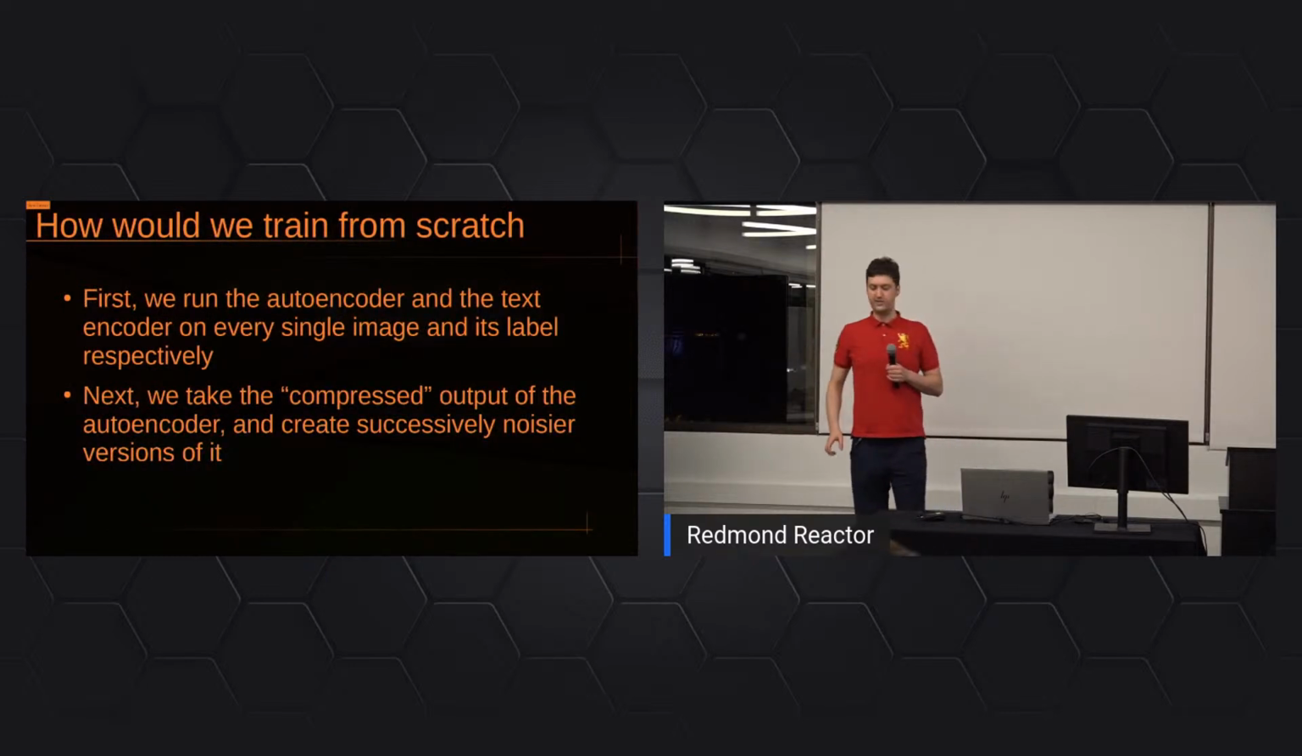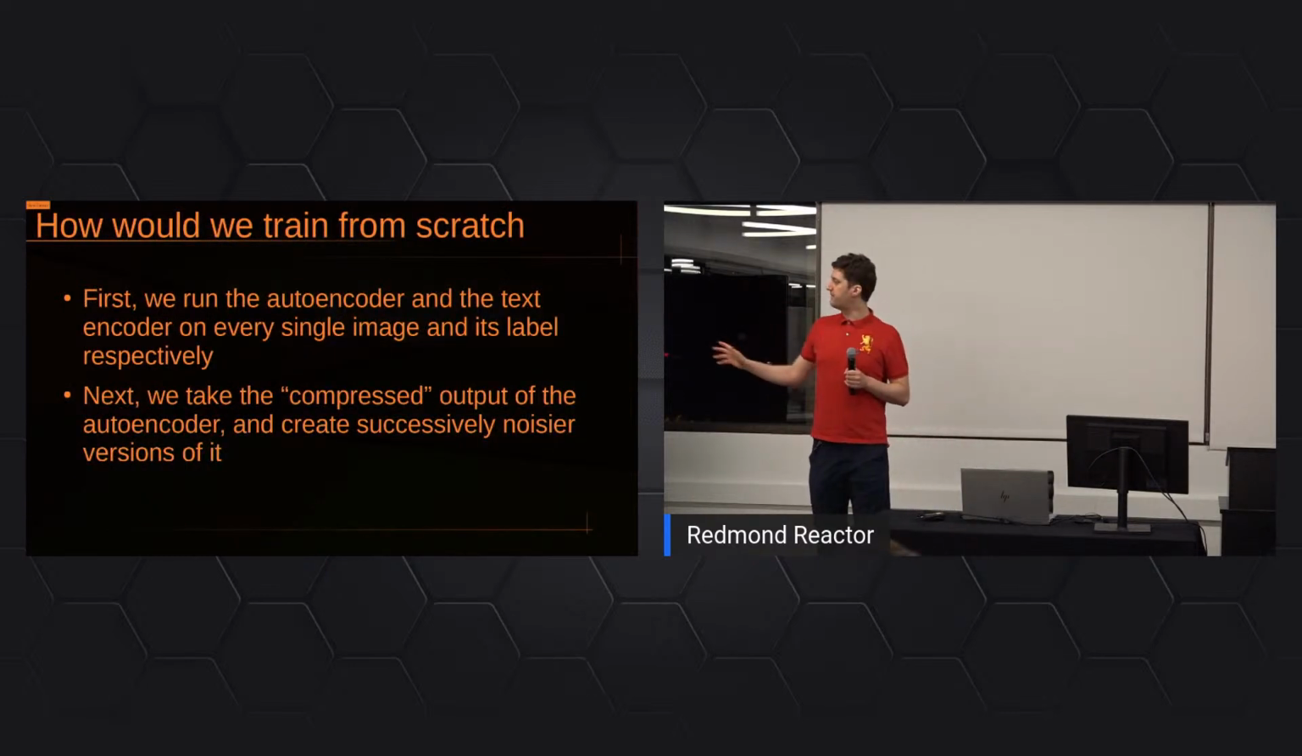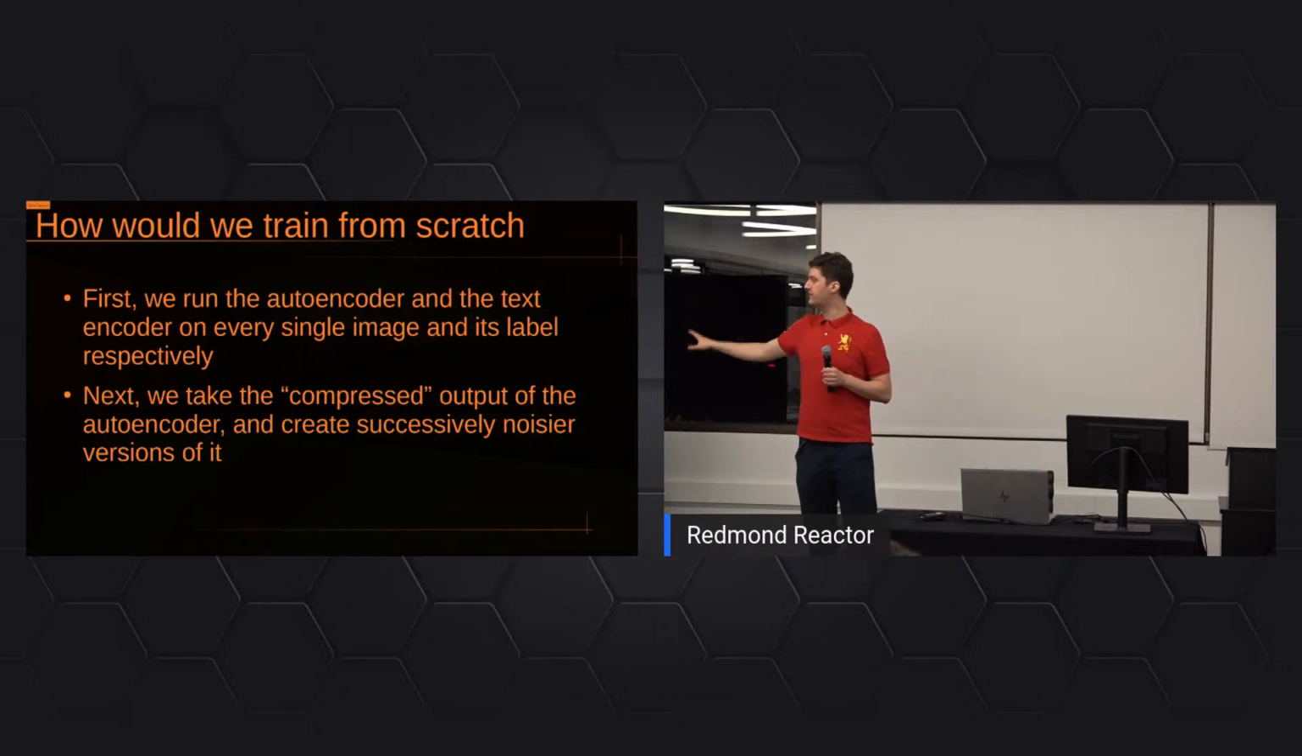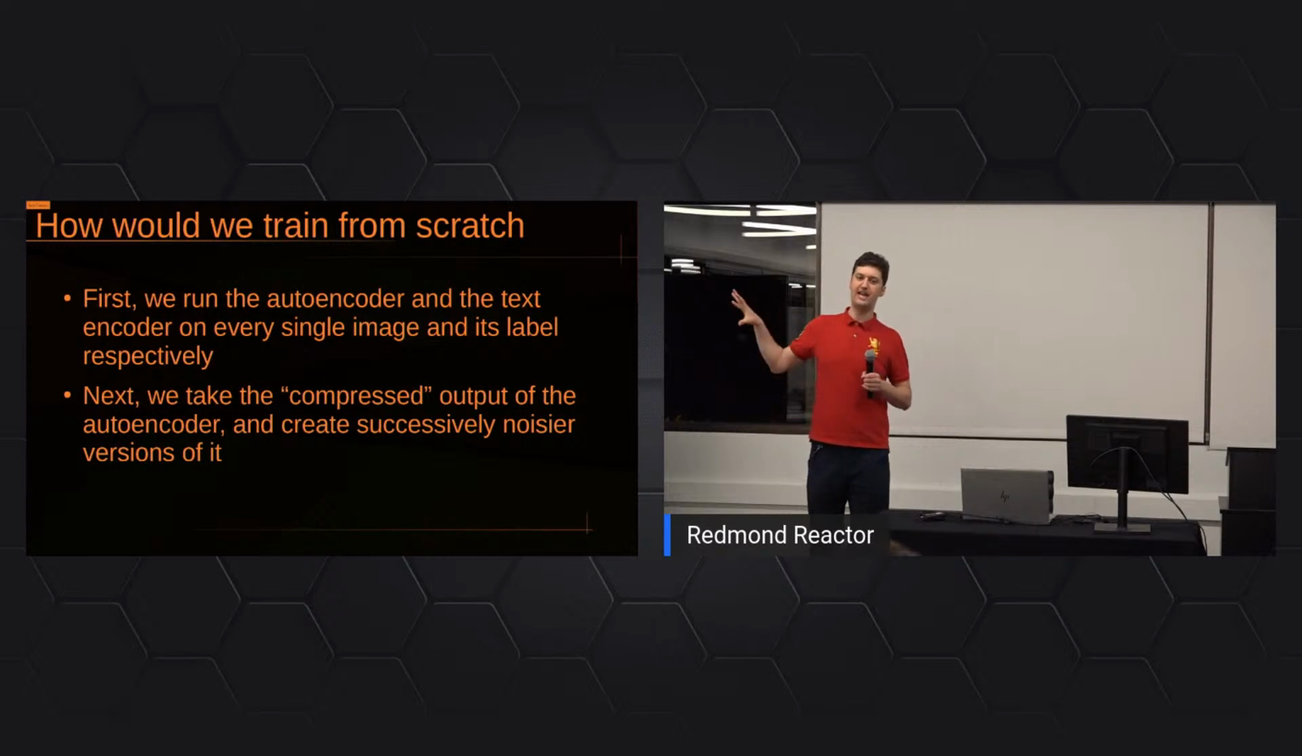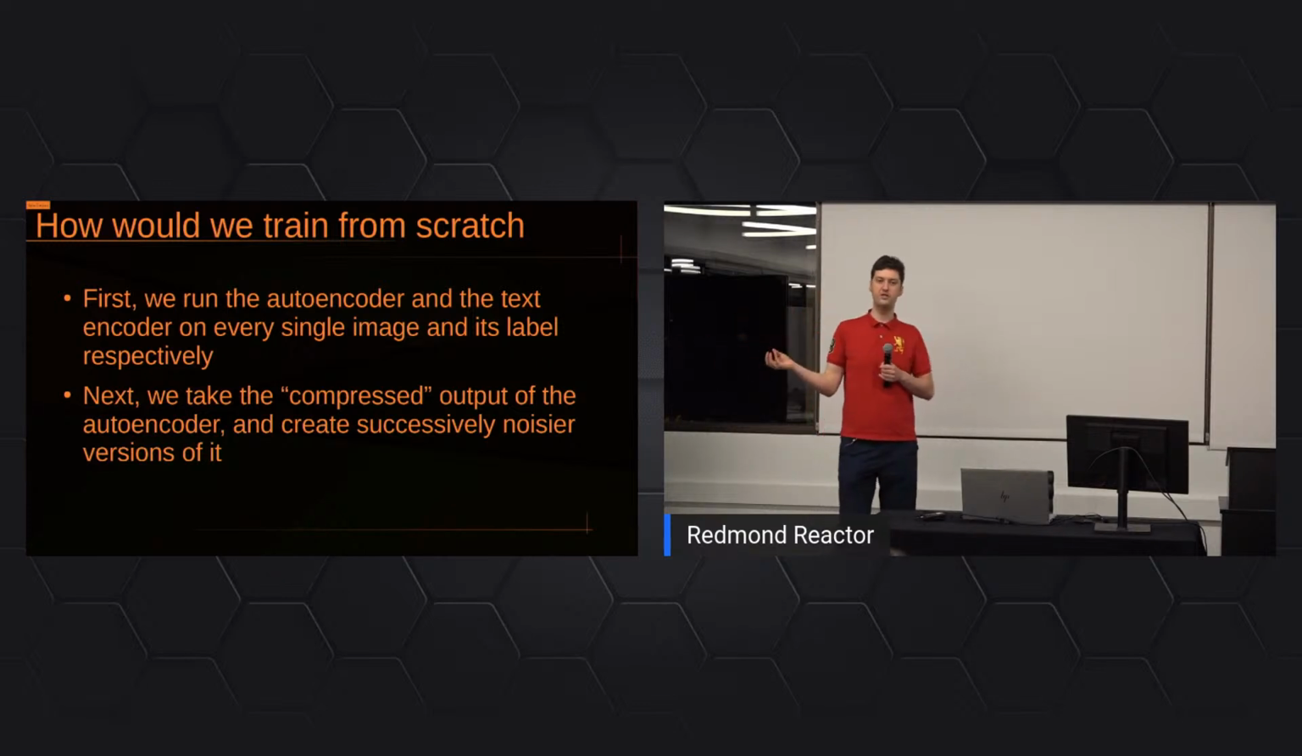All right, so in our imaginary example, first we take the autoencoder and the text encoder, and we run them on every single image and on every single label. So all of what we have now would be a crushed down representation of all of the images and a crushed down representation of all of the text. And these are going to be the actual inputs that we are going to use to run the training. But on the compressed versions of the outputs, what we do is we add noise.